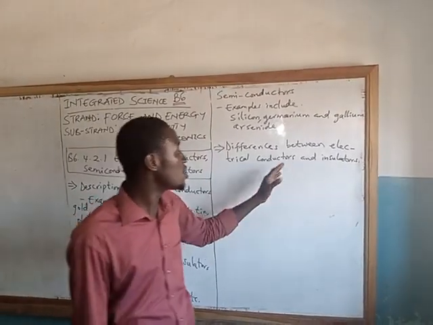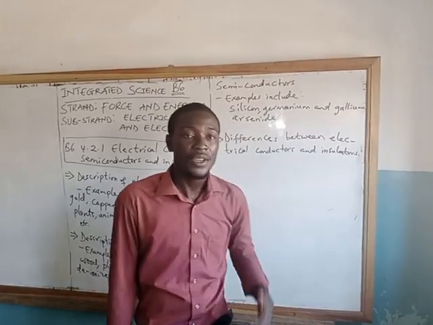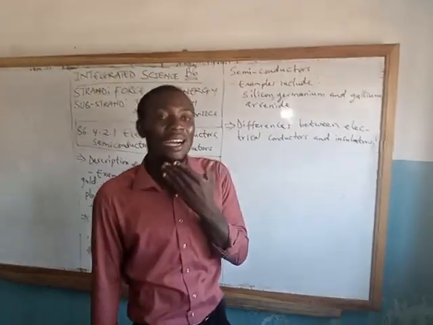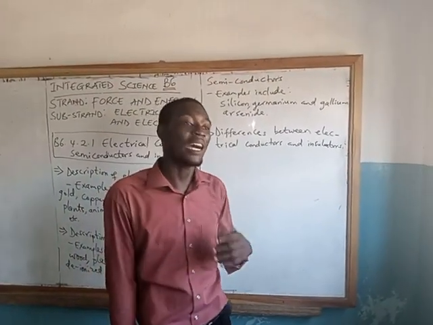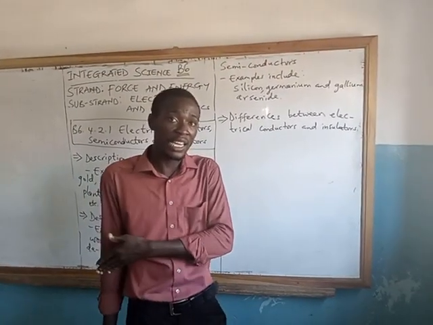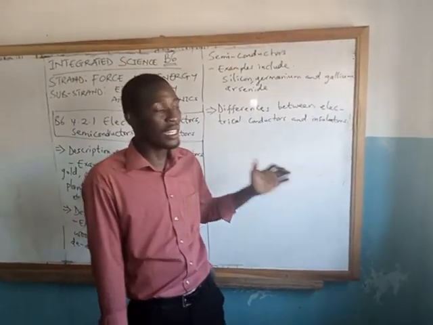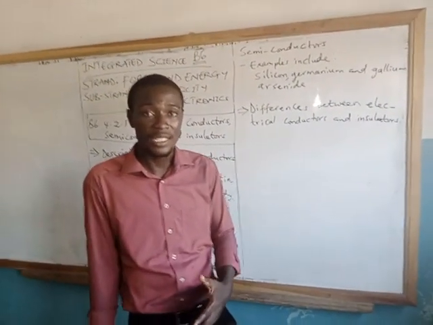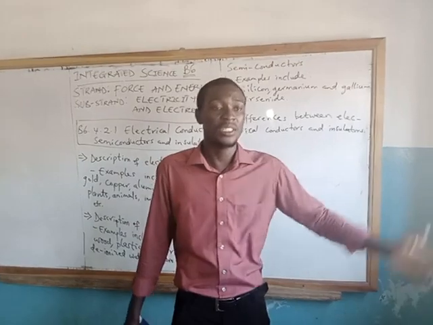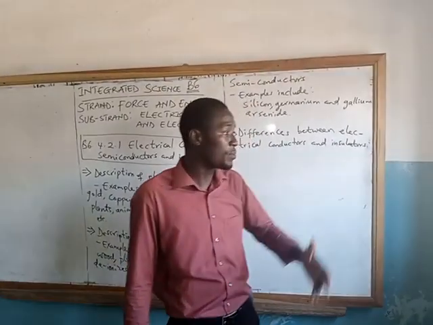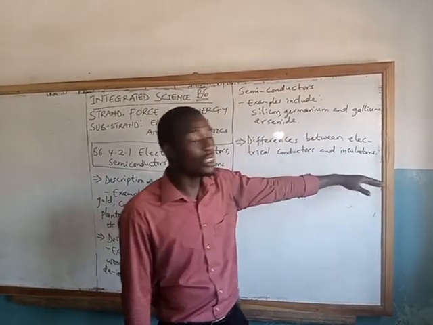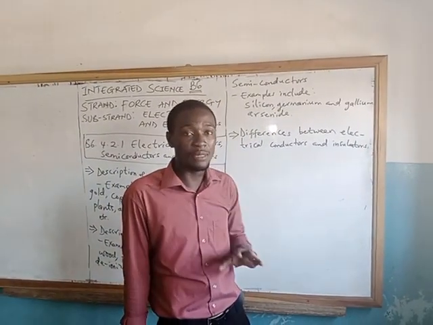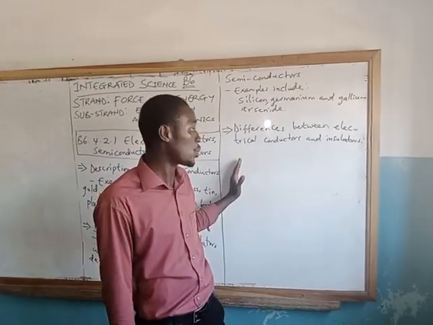We have differences between conductors and insulators. We've already learned about them. How different is one from the other? Electrical conductors have free electrons, as I've mentioned earlier on. They have free electrons, that is, free electric charge carriers. Because of that, they are able to move electric charges from one place to another. Insulators do not have them, and because of that, they are unable to conduct electricity like conductors.